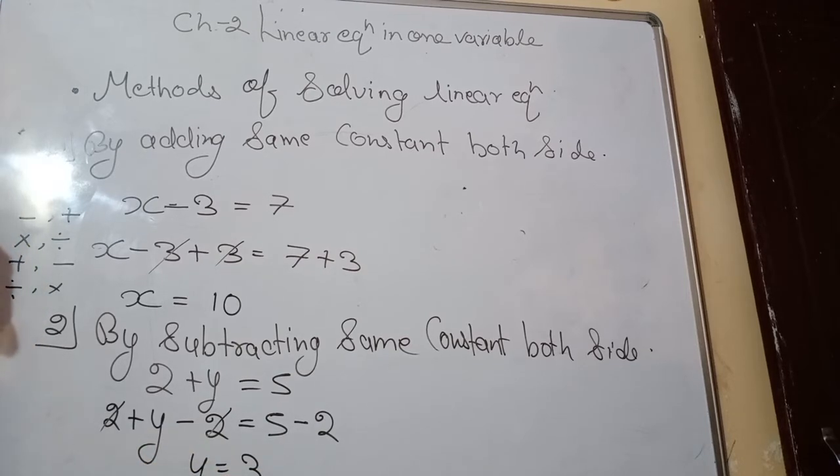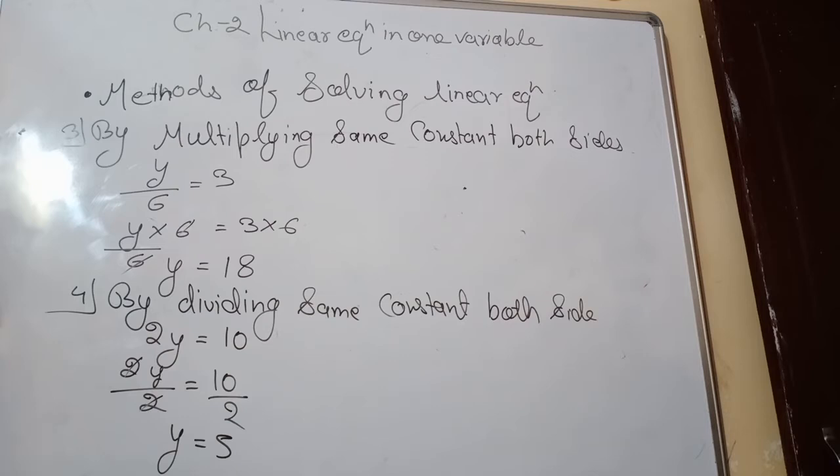So what is the value of y? Value of y is 3. Here you can see if I place y is equals to 3, then 2 plus 3 gives us 5. It means the value which we have obtained for y is correct. Now see what is given in the third method, by multiplying the same constant on both sides.